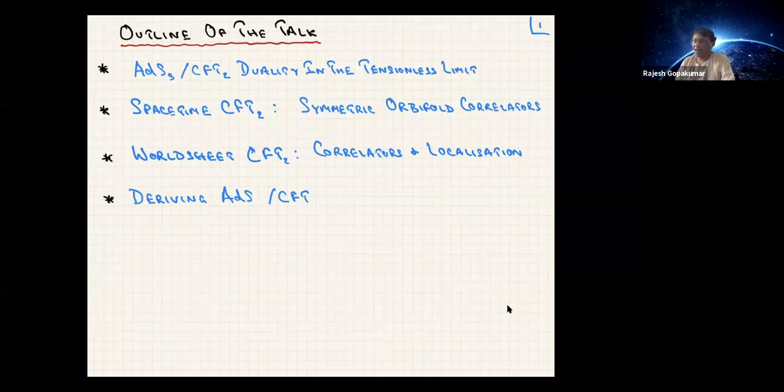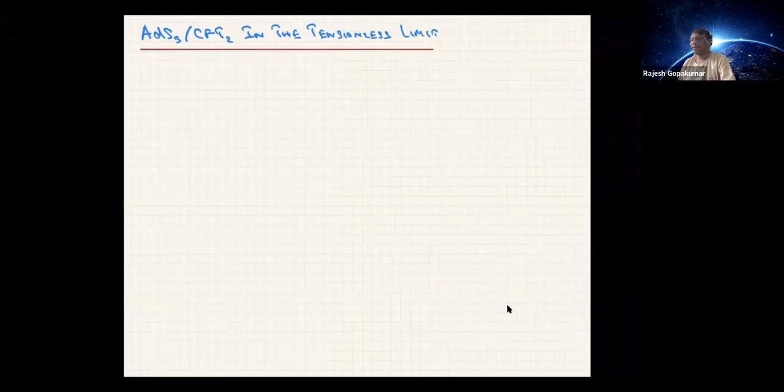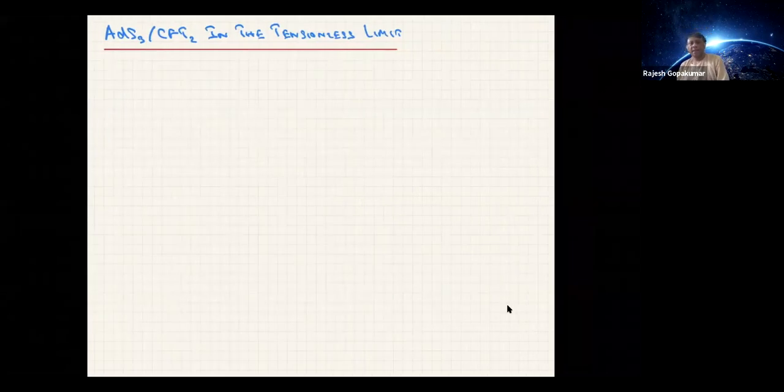And then finally, I'll say what it means for deriving AdS/CFT in general. Please stop me whenever you have any questions. This is somewhat informal, so I'll be happy to take questions anytime.